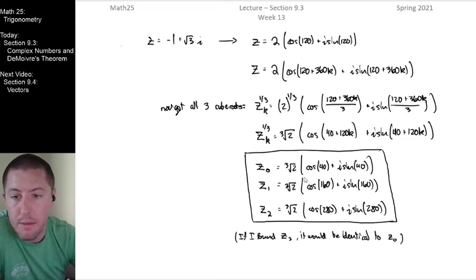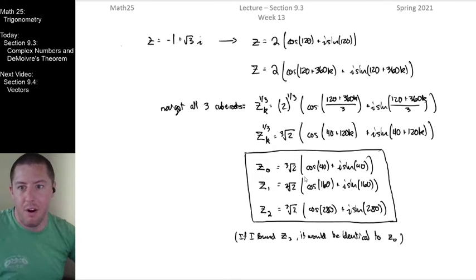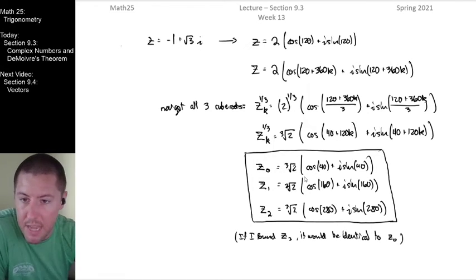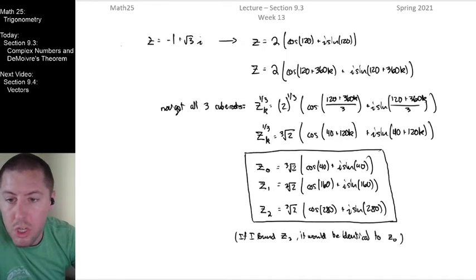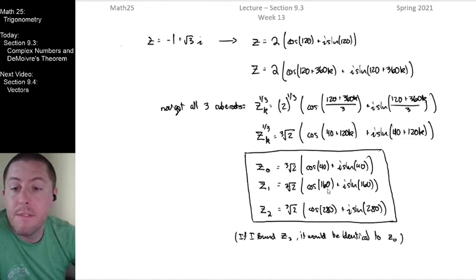You should notice that if I cubed this number, I'm going to talk through this. This is really important that you believe this and you're not just like, I don't know, Tony just did some math and got three answers. Check this out. If I cube z0, the cube root of 2 cubed is 2. Well, there's my 2 from z. If I cube this number here, that means I'm multiplying the inner terms by 3. 40 times 3 is 120. 160 times 3 is 480.